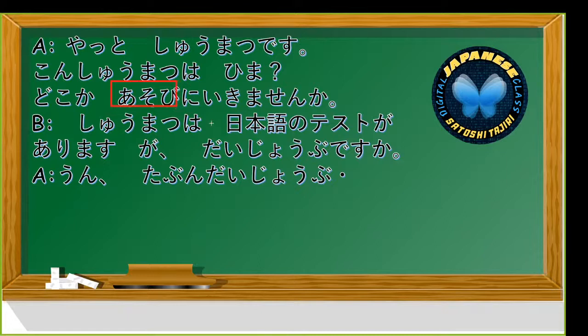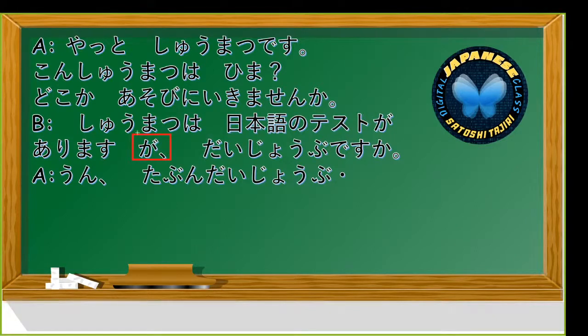We are attaching asobi, the stem verb, to ikimasu, kimasu, and kimasen. This is asobi, a stem verb. So we're saying here, somewhere else, let's go hang out. This weekend I have a Nihongo exam, arimasu ga.